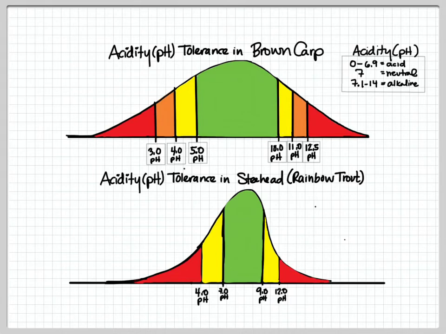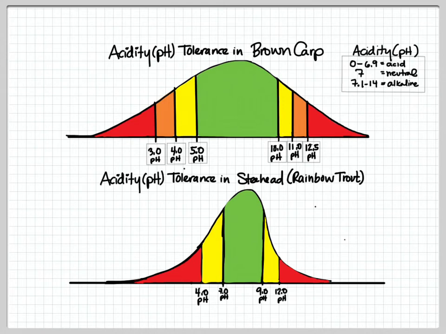graphs showing acidity tolerance of pH levels in two different species of fish. And you may be familiar with the brown carp. The brown carp is our friend that lives in lakes all over the place and rivers. They were an introduced species. And as you can see, they thrive and survive from a pH of 5 up to a pH of 10. That's a pretty big range. To get some idea, neutral plain water has a pH of 7.